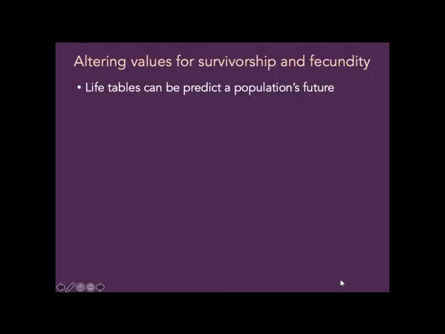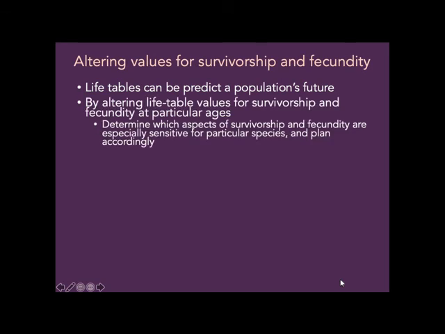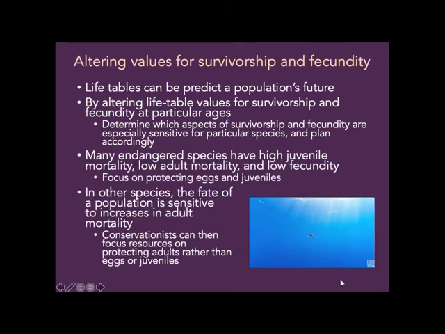So we can use life tables like these to predict the future of a population. By altering life table values, plugging in different values for survivorship and fecundity at the different ages, you can figure out what parts of survivorship and fecundity are sensitive in particular species and make conservation plans. So many endangered species have high juvenile mortality and low adult mortality and fecundity. And so you might want to focus on protecting those vulnerable eggs and juveniles. And then in other species, the fate of the population is very sensitive to increases in adult mortality. And so you can focus resources in those species on protecting the adults rather than the eggs or juveniles.